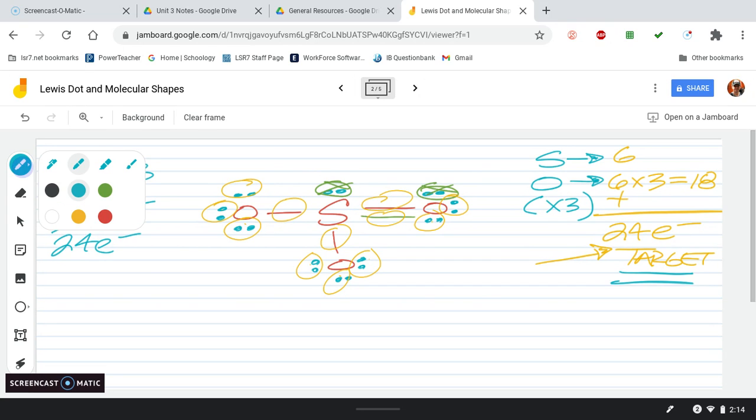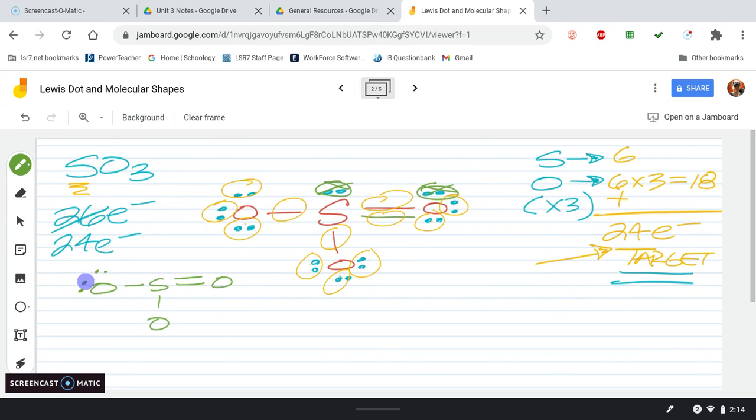So I can rewrite it and show you the correct structure. We just clean it up a little bit. It would be oxygen and then sulfur and then a double bond and then oxygen and my single bond down here. And then here's all the dots we had left. There we go. So there's your structure. All right, let's take a look at the last one on the example.